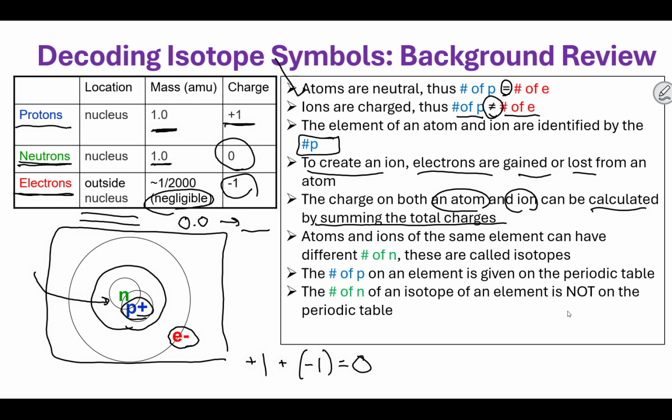Okay, next. Atoms and ions of the same element can have different numbers of neutrons, and these are called isotopes. Next, the number of protons of an element is given on the periodic table. And the number of neutrons of a certain isotope of an element is not given on the periodic table.